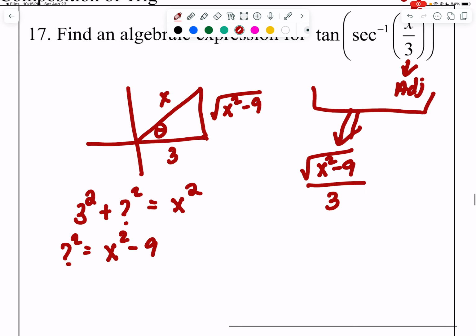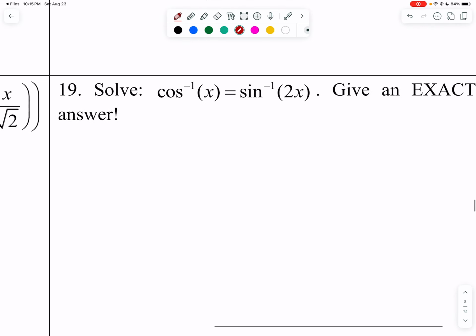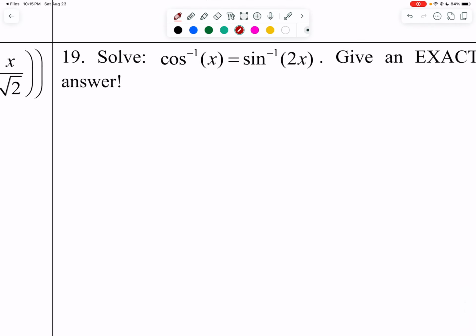All right, sometimes we might have to solve an equation with inverse trig. So we have inverse cosine of x is equal to inverse sine of 2x. And I want an exact answer.